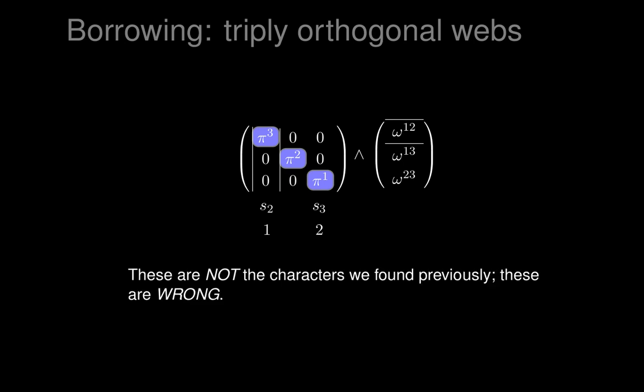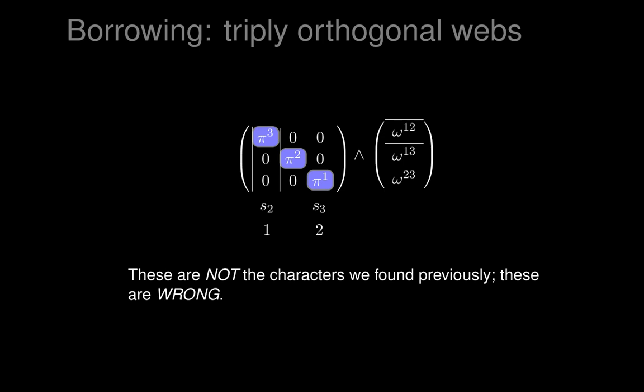The bad news is that those are not the characters that we found in our previous lecture. In the last lecture, we found different characters. These are wrong. And that's one reason why I've called them naive characters, or characters of the tableau rather than of the exterior differential system. They aren't the right characters. There's something wrong with them. And the reason is intuitively clear.